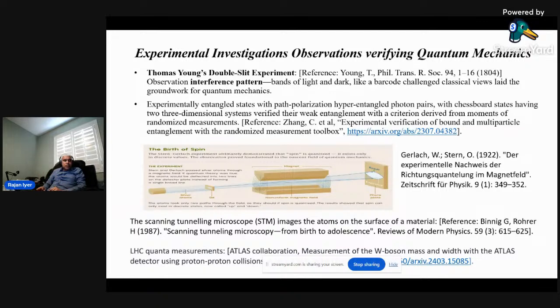So the double slit experiment showed the interference pattern. The interference pattern is essentially bands of light and dark, like a barcode, which challenged the classical views and laid the foundation of quantum mechanics. So from classical physics, a continuum, but this shows that that's not the case.